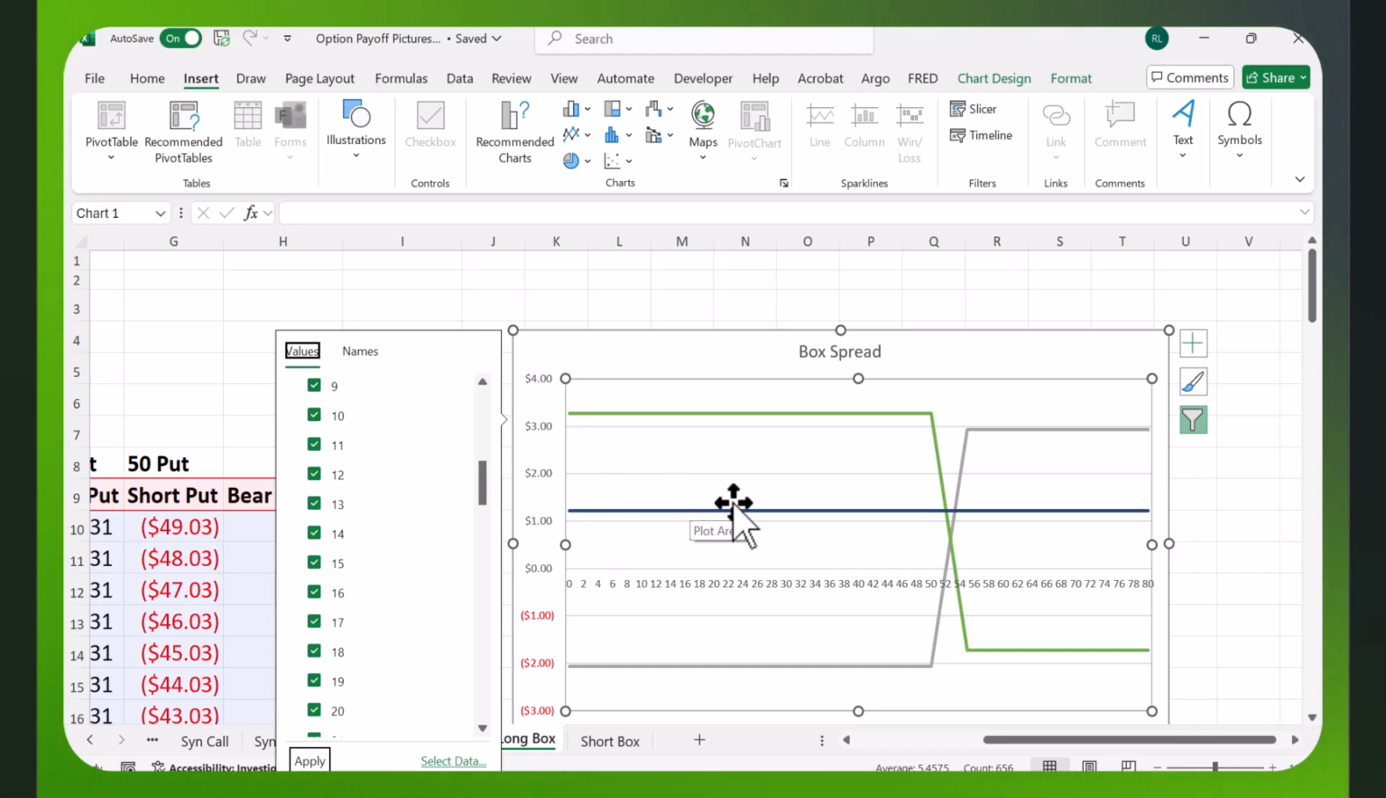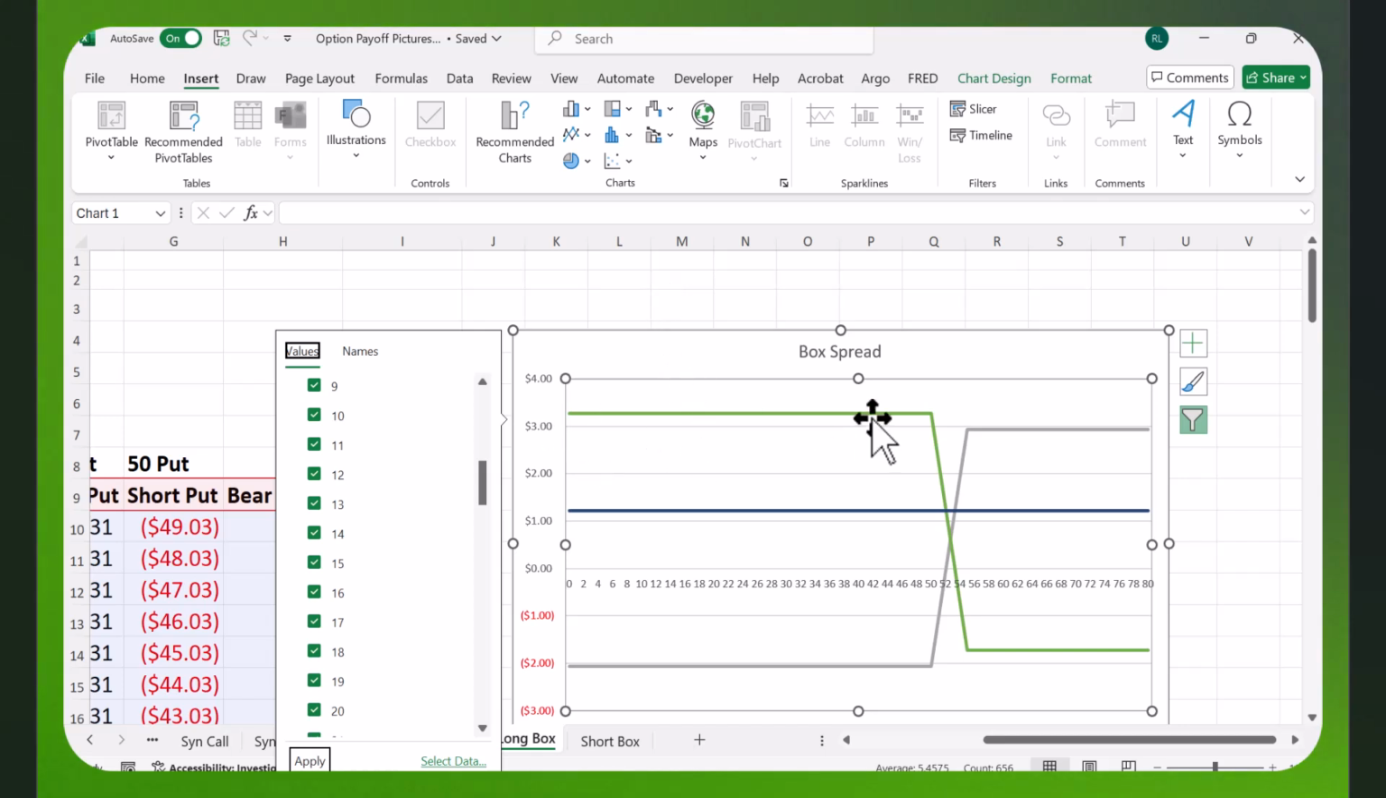This is the straight line here, that's the box spread. You're going to get $1.22 regardless of what the price is. The green line is what the bear spread looks like. This gray line is what the bull spread looks like. And combined, you get that box spread.